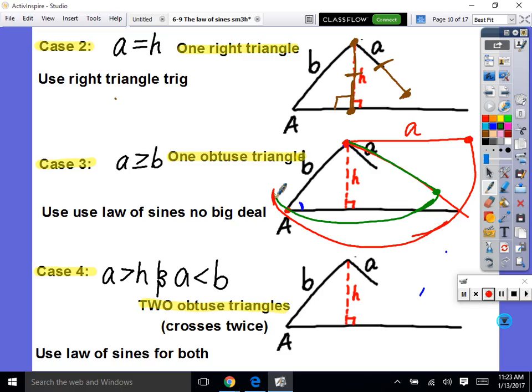Oh, yeah, that would be isosceles. Because isn't A equal to B? True. Does everybody see what's happening here? Okay, good questions. Really good questions. Okay, the last case, yes?